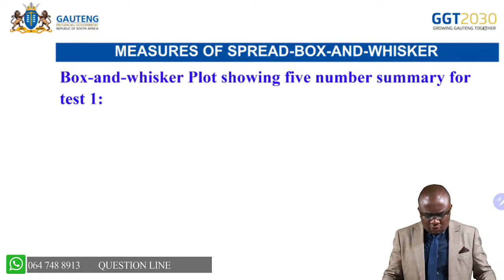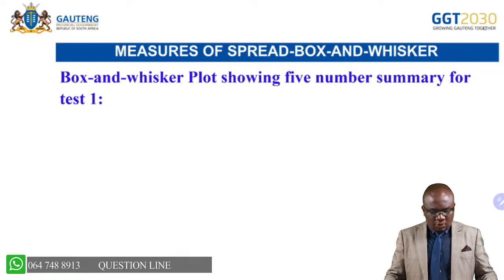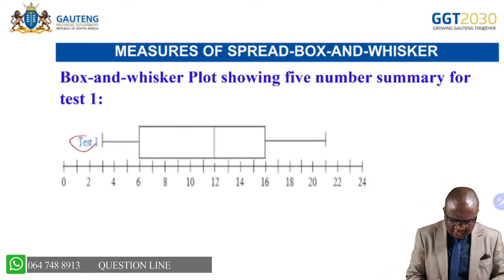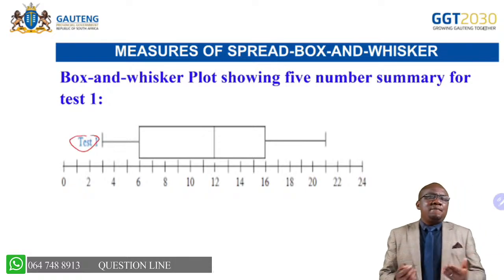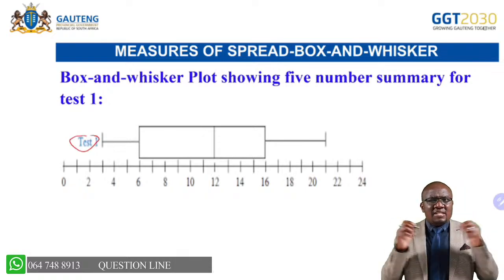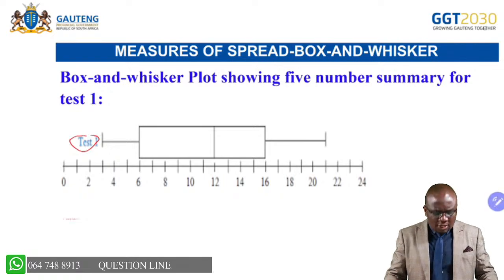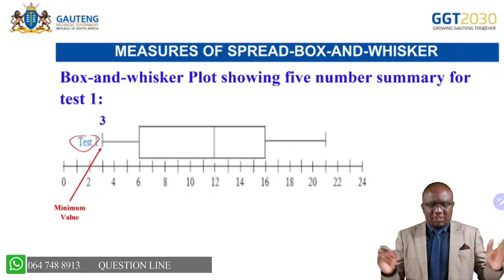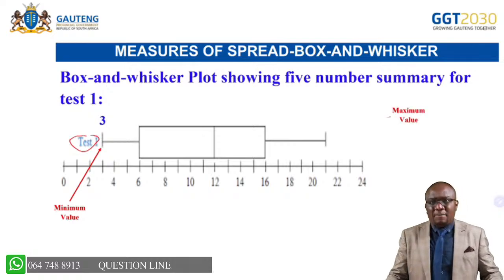Okay, so this is a box and whisker plot showing the 5-number summary for test 1. Right, this is an example. It may not be clear here, it says test 1 there. Do you see the whiskers? Okay, so this is where you find your minimum value. So in this case, our minimum value is 3. Okay, there's a box and the whiskers. And then we have the maximum value.